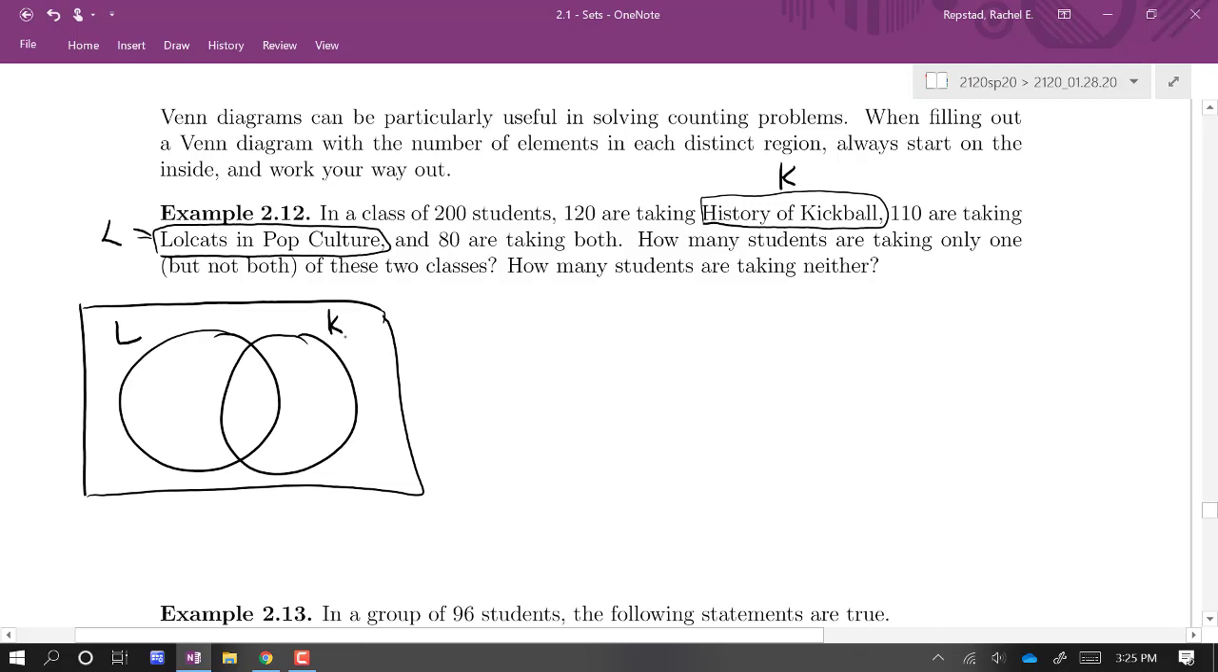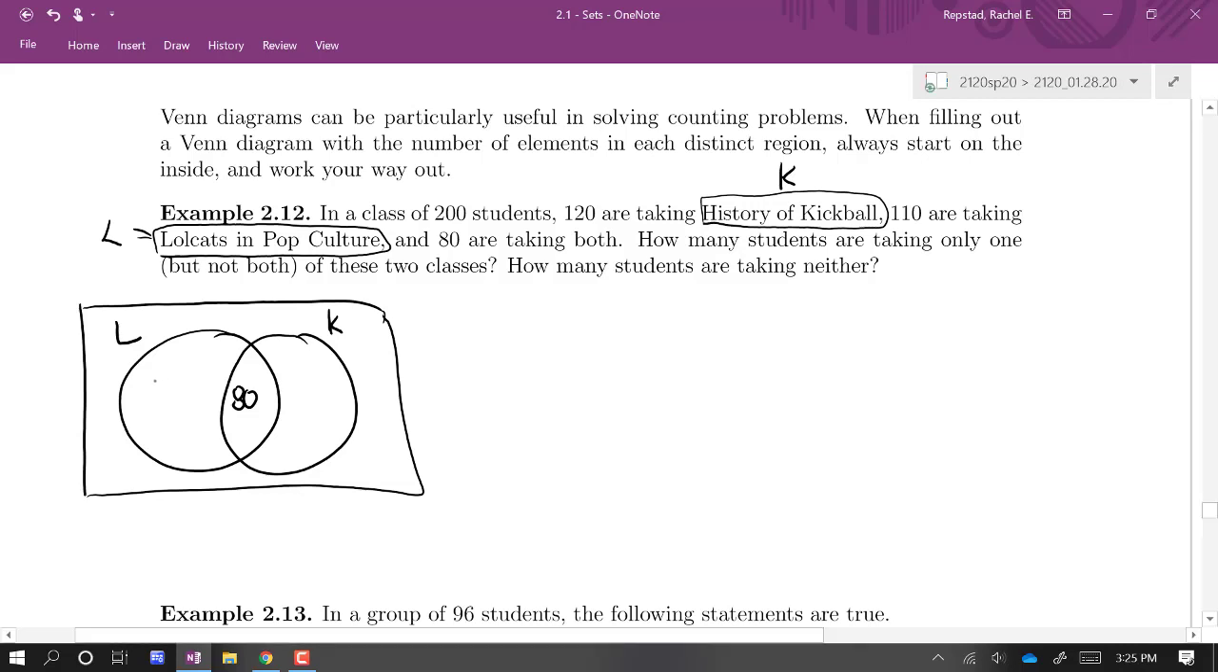If you're using a Venn diagram to help you count things, and by counting, I mean not just figuring out how many, but thinking about accounting, making sure everything's accounted for and I'm not double counting anything, you always start in the middle and work your way out. Because yes, there are 110 taking lolcats in pop culture, but that doesn't mean the whole L circle is 110 on its own. So what I do is start on the inside. 80 of them are taking both, so I know for sure there are 80 students there. Now, 110 are taking lolcats in pop culture. I've already accounted for 80 of them in the intersection. How many are left?